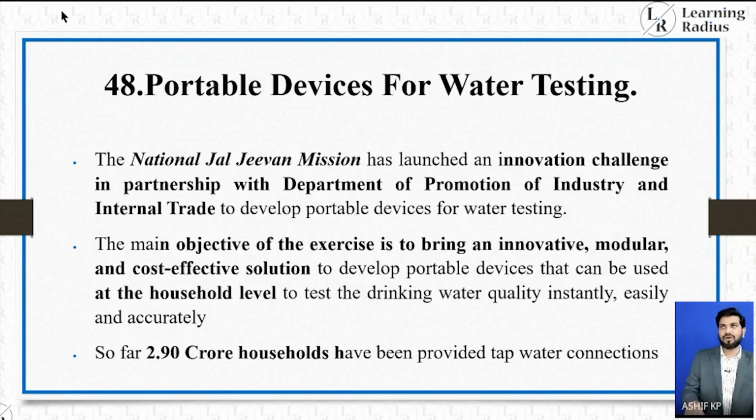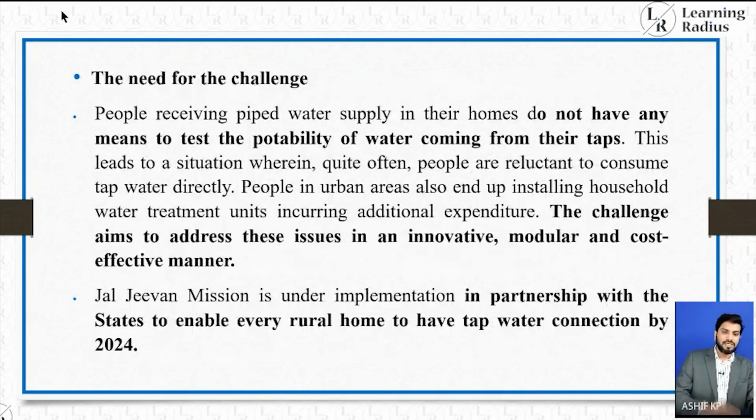This is a significant point from UPSC perspective. The National Jal Jeevan Mission has launched an innovation challenge in partnership with the Department of Promotion of Industry and Internal Trade to develop portable devices for water testing. So far, 2.90 crore households have been provided tap water connection. The need for the challenge: the people who receive piped water supply in their homes do not have any means to test potability of water coming from their taps. This leads to a situation wherein quite often people are reluctant to consume tap water directly.